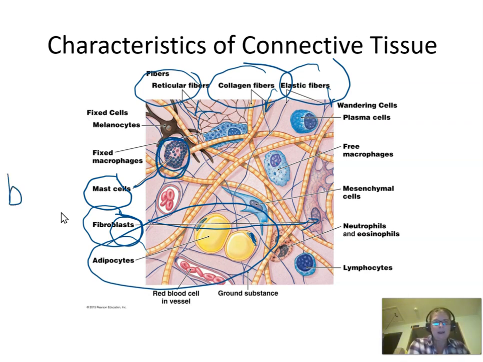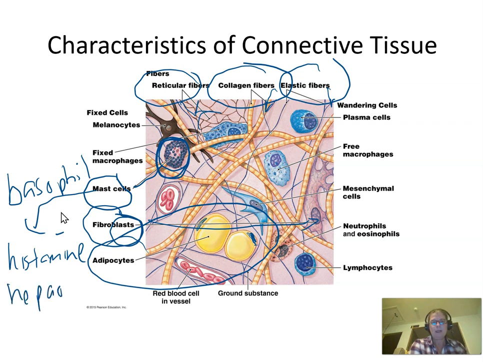Now a mast cell and a basophil, which you may have heard of, are the same thing. We call it a mast cell if it's in tissue, in connective tissue, and we call it a basophil if it's in your blood. And so both of these, same cell, they release two important chemicals called histamine and heparin. And you may have heard of these before. In fact, histamine and heparin are really important in the inflammatory response. And we'll be looking at that, I think it's the last lecture in this chapter.